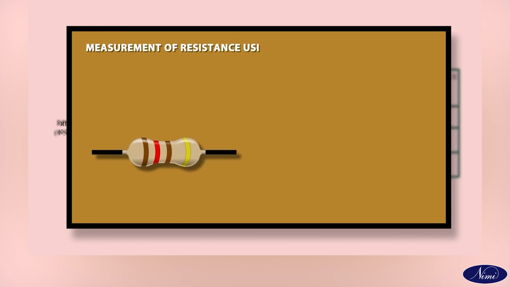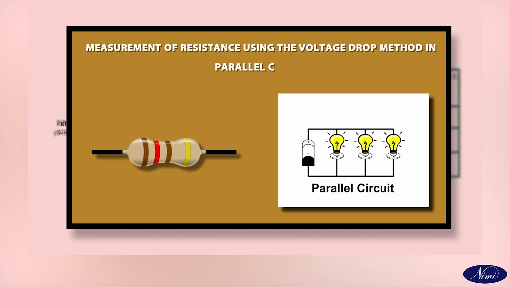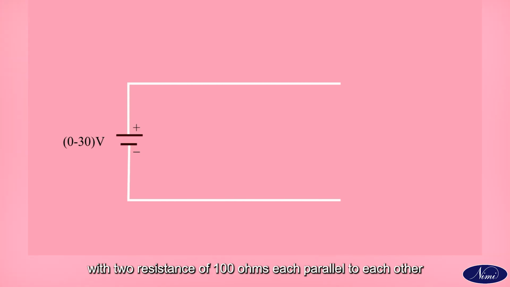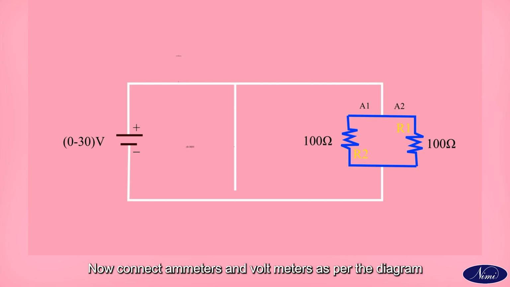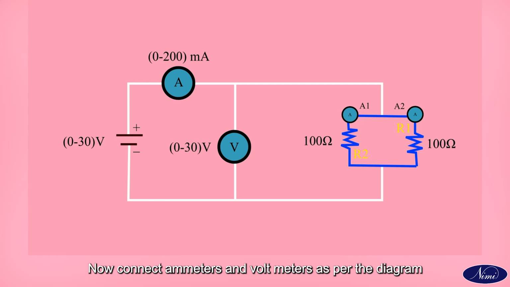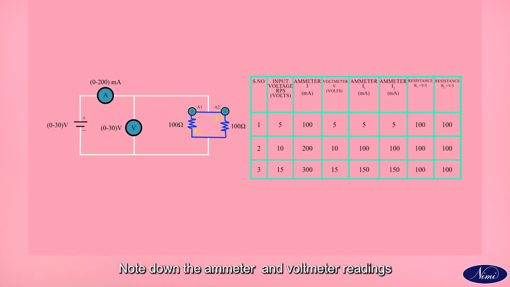Measurement of resistance using the voltage drop method in a parallel circuit. Construct the circuit with two resistors of 100 ohms each in parallel to each other with a DC source. Now connect ammeters and voltmeters as per the diagram. Switch on the DC source and set the voltage to 10 volts. Note down the ammeter and voltmeter readings.